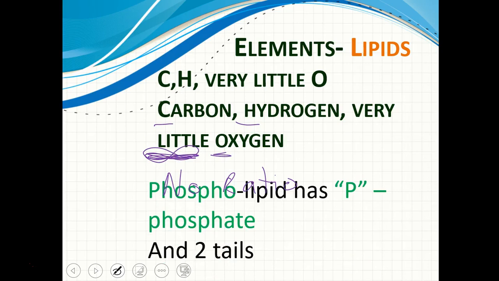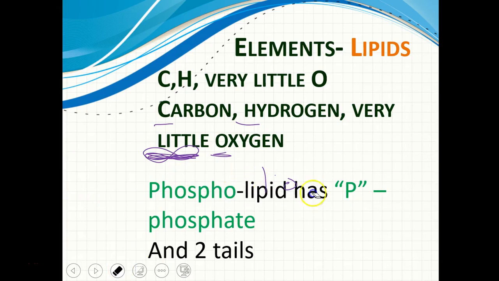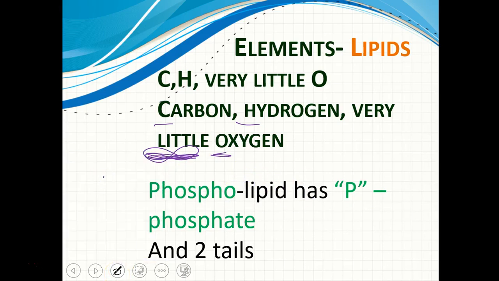Now, some groups of lipids contain a phosphate. We call those phospholipids, okay? So if it is a lipid with a phosphate, we call it a, there it is, a phospholipid. So that is the only time that we see P or phosphate in a lipid.